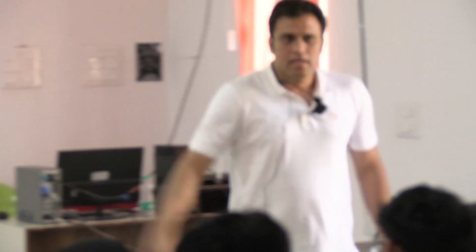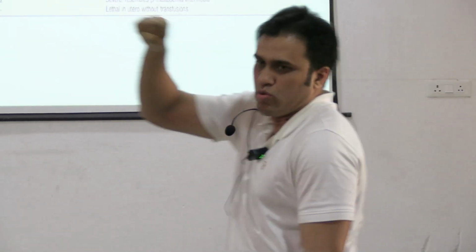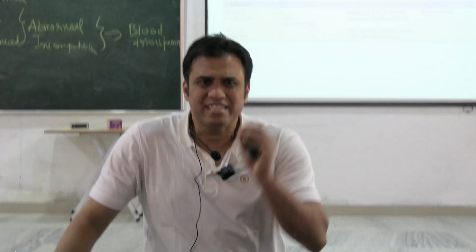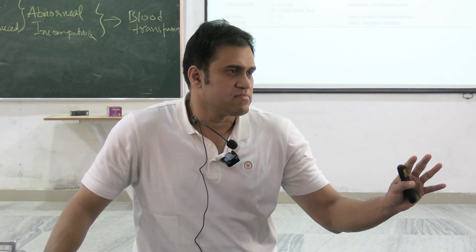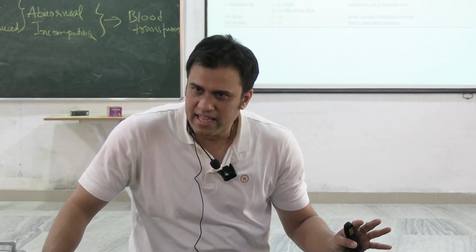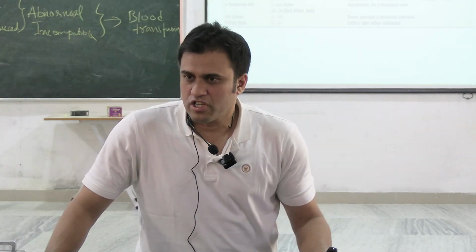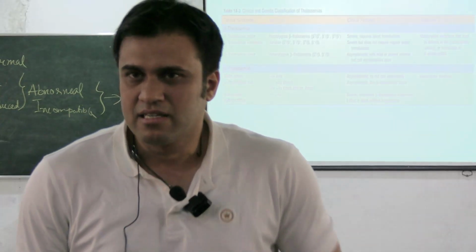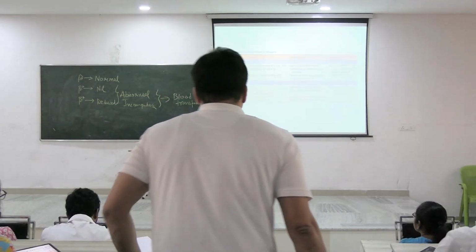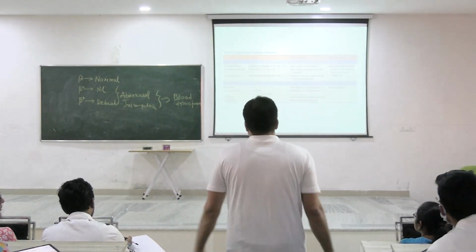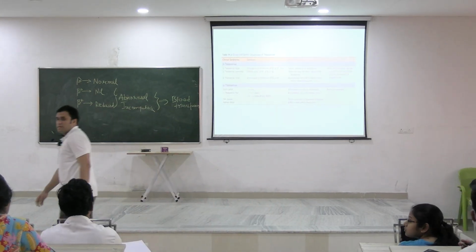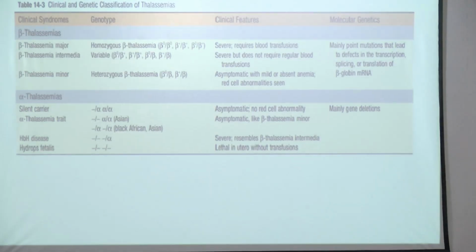Okay. Beta-0 means there is total absence of beta-globin chain synthesis, total absence, 0. Beta-plus means reduced but detectable beta chain synthesis. But both are incompatible with life, and to survive, the patient must be transfused with blood. Correct? So, beta-thalassemia is a classification: beta-thalassemia major, beta-thalassemia intermediate, beta-thalassemia minor. So what is beta-thalassemia major?